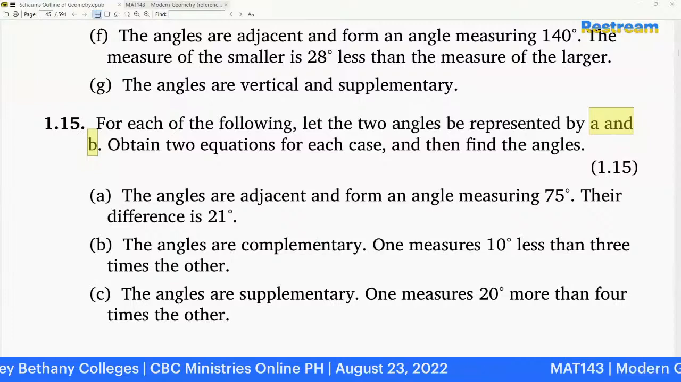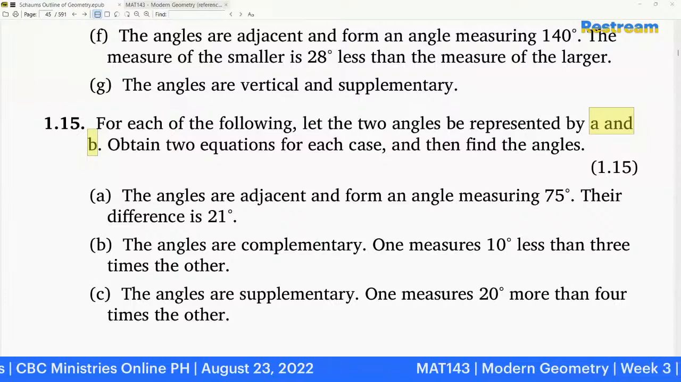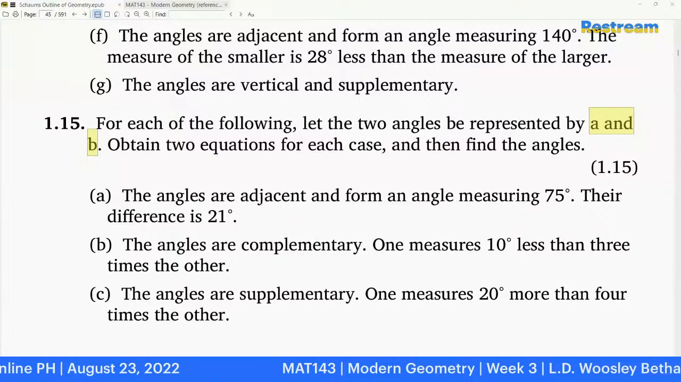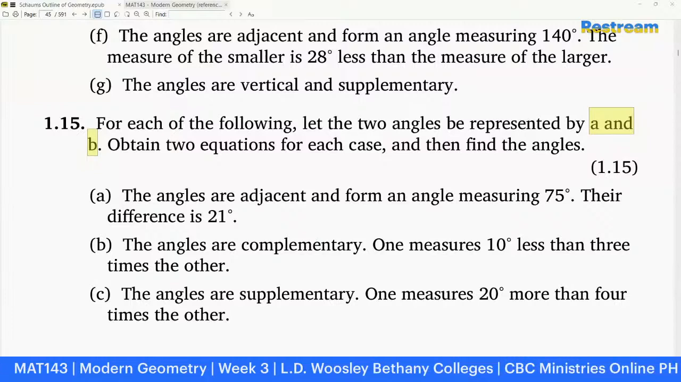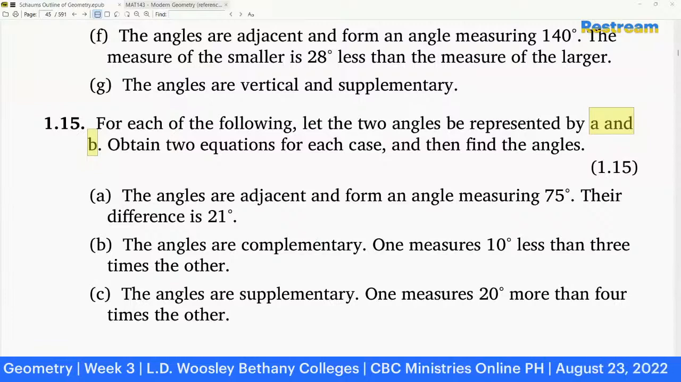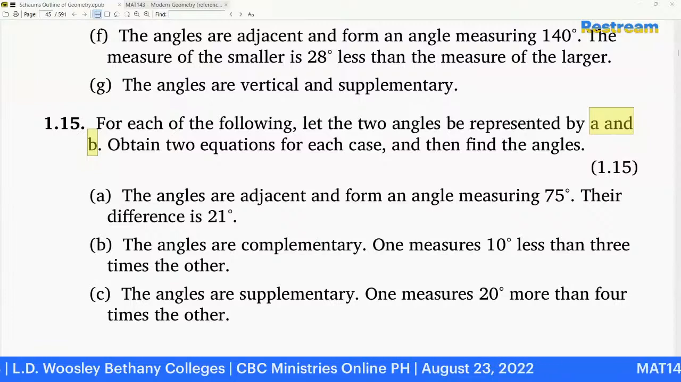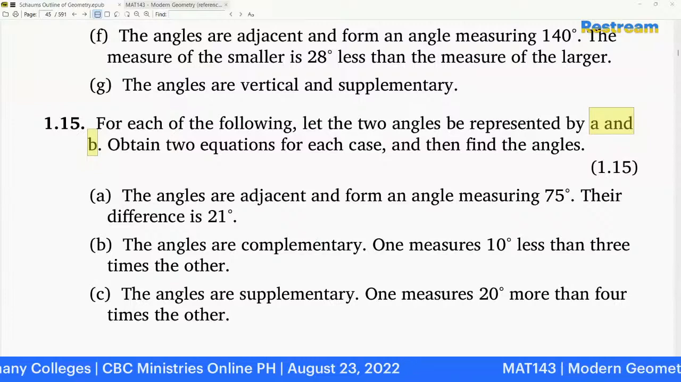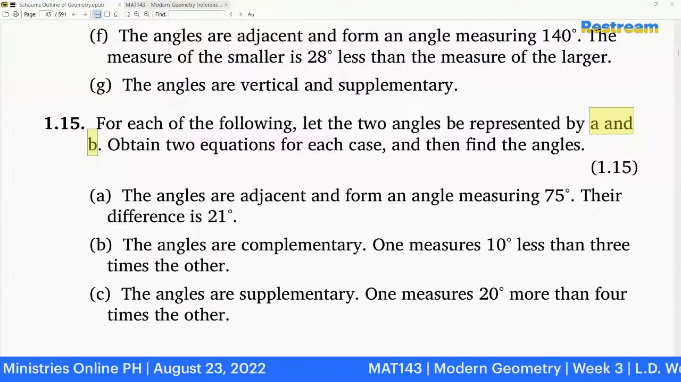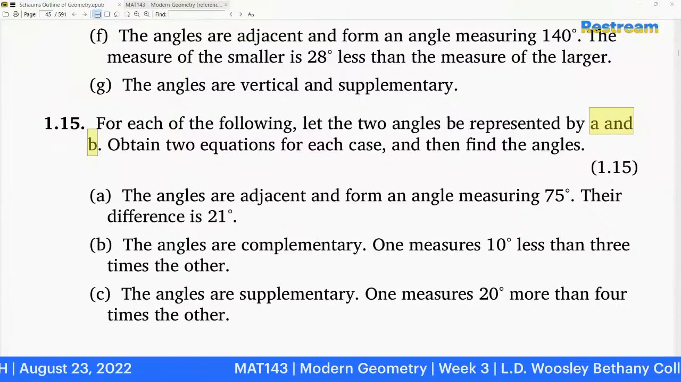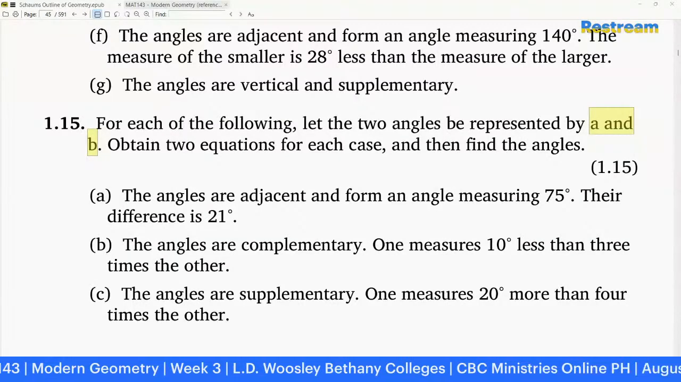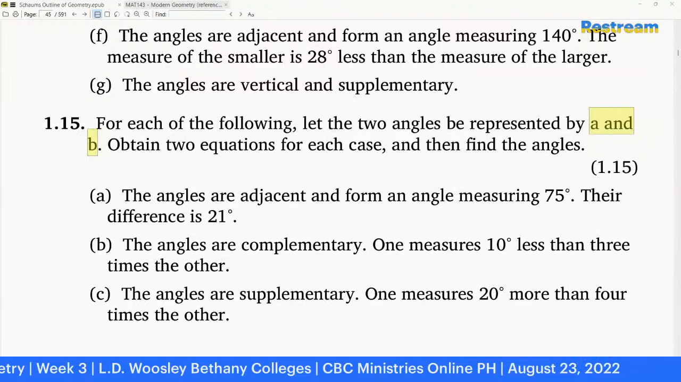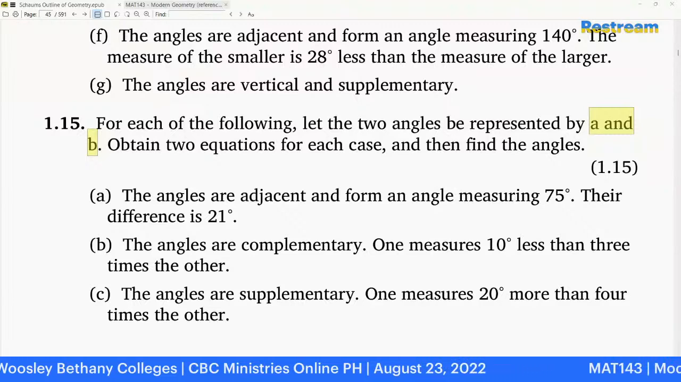Okay, Aisel, can you now share your answer? First is the two equations for letter C. Okay po. Yung una ko pong equation is A plus B equal to 180 degrees. Correct? And yung isa po is A is equal to 4B plus 20 degrees. Correct? So yung A ko po is 140 and B ko po is 36 degrees.